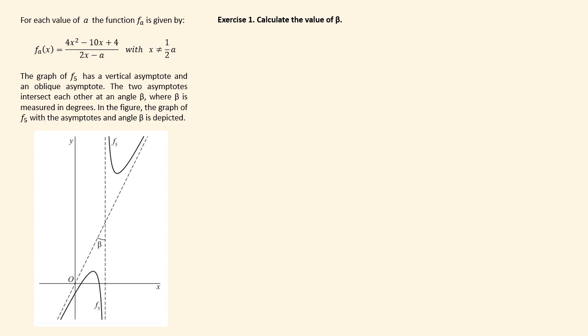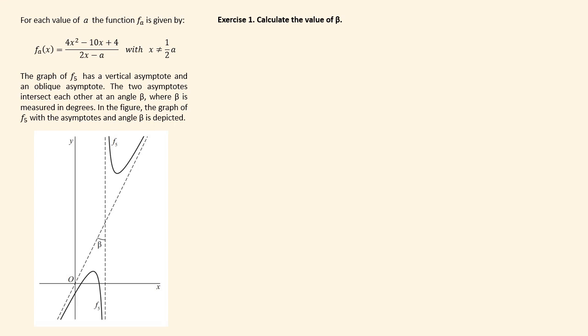Let's start with first carefully reading the description. For each value of a, the function fa is given by fa of x equals 4x squared minus 10x plus 4 divided by 2x minus a. X in this case cannot be 1/2 times a because otherwise we would have 0 in the denominator and that's not allowed.